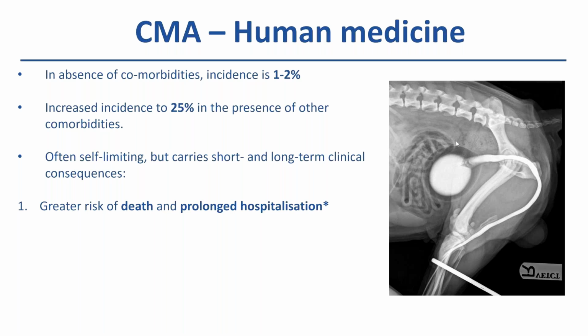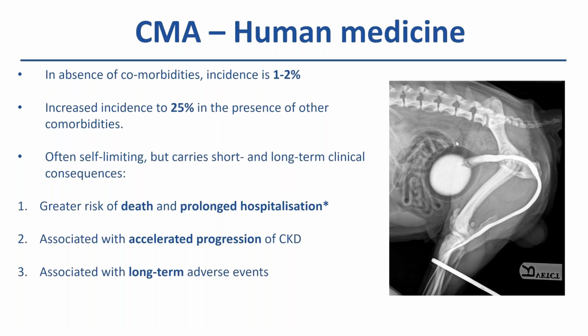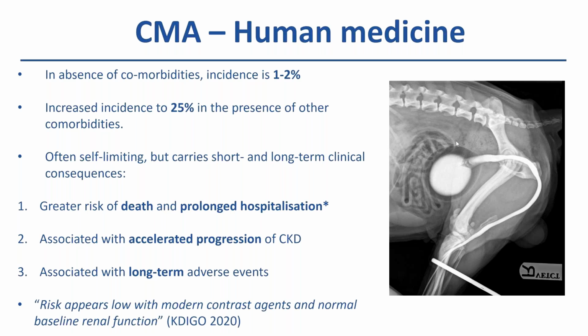It has a greater risk of death and prolonged hospitalization, and this is even with just that 0.5 milligram per deciliter increase. So one we would almost class as a grade 1 AKI still has an effect on mortality and hospitalization. And it can also be associated with accelerated progression of CKD, although there's that argument of whether it's taking away those compensatory mechanisms as well. And it's associated with long-term adverse events. I think increased risk of cardiovascular problems is one of them as well.